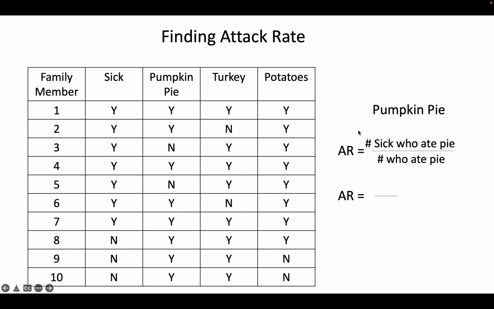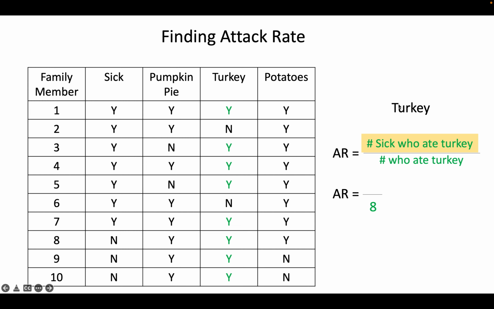So finding the attack rate for pumpkin pie, we'd look at the number who are sick who ate pumpkin pie divided by all of those who ate pumpkin pie. I usually find the denominator first, just because the numerator is a subset of those. So 8 people ate pumpkin pie: 1, 2, 3, 4, 5, 6, 7, 8. And of those, the number that were sick, also having a Y next to them: 1, 2, 3, there were 5 of them. And the attack rate, 5 over 8, comes out to 0.625.